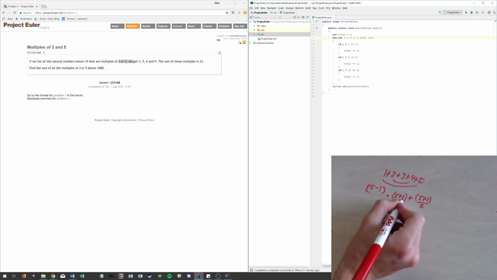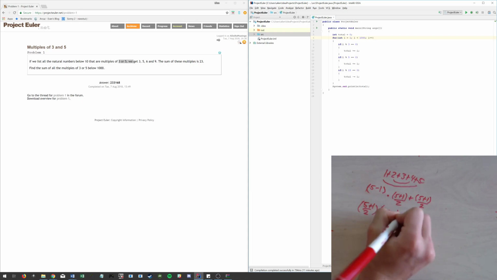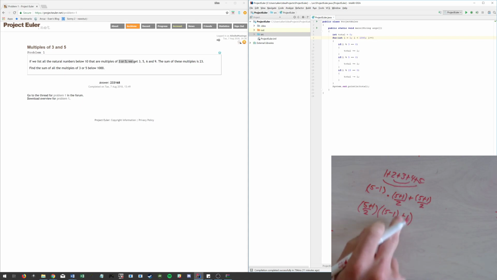So now we have this common factor of 5 plus 1 over 2. So if we factor out 5 plus 1 over 2, then we have 5 minus 1 plus 1. These ones cancel, and we just have 5 times 5 plus 1 over 2.